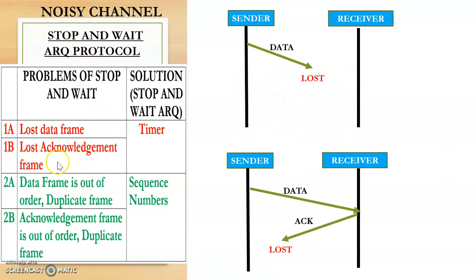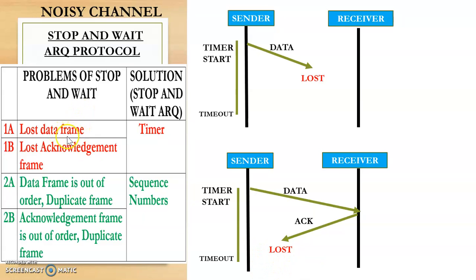The next problem of stop and wait protocol is lost acknowledgement frame. That is, suppose when the receiver sends an acknowledgement frame, the acknowledgement frame gets lost. In this case the sender will not be aware and it will keep on waiting for an acknowledgement frame, because without getting an acknowledgement it cannot send the next data frame.